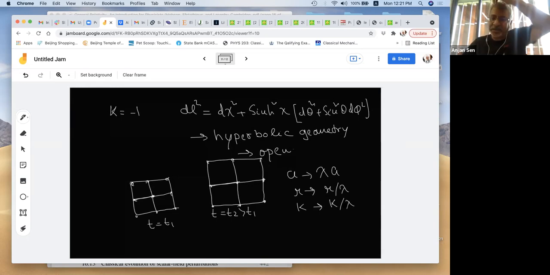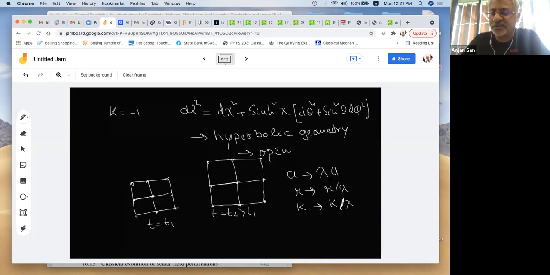Also scaling by k by lambda, fine. Then you can show that the metric remains the same, fine. Or I think this is 1 by lambda, no, k lambda. Okay. So the metric remains the same. Okay. So I have this scaling in my hand.